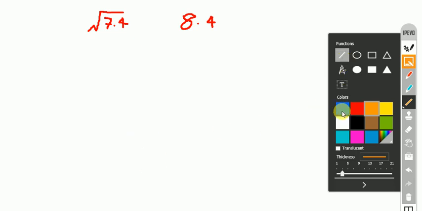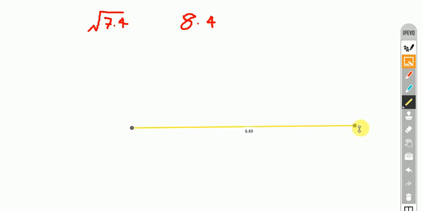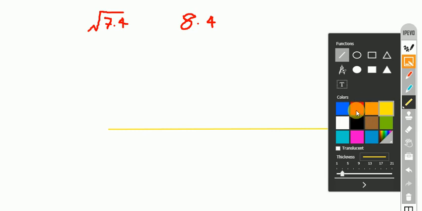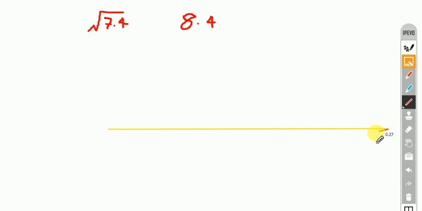So let's say we are drawing it with this. This is a line, and it should be of 8.4. Continue this line to 8.4. This whole measure is 8.4. From here, I will cut a 1 centimeter line, putting a point over here. Now half of 8.4 is 4.2.